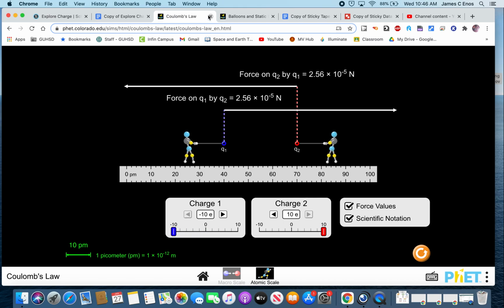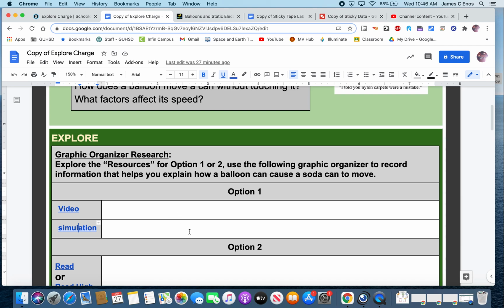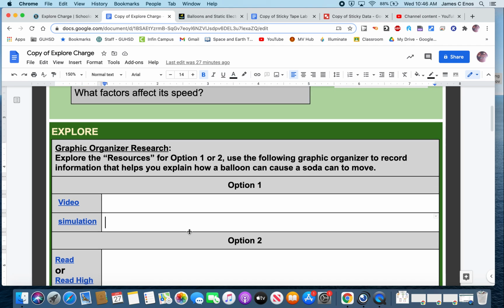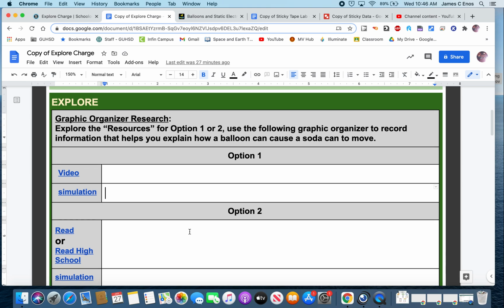So now I have some information that I can type in here, talking about this relationship between the charge, whether it's positive or negative, and the other charge being positive or negative, so whether or not these charges are the same charge or a different charge, and then the distance between the two. And that gets into some good information.